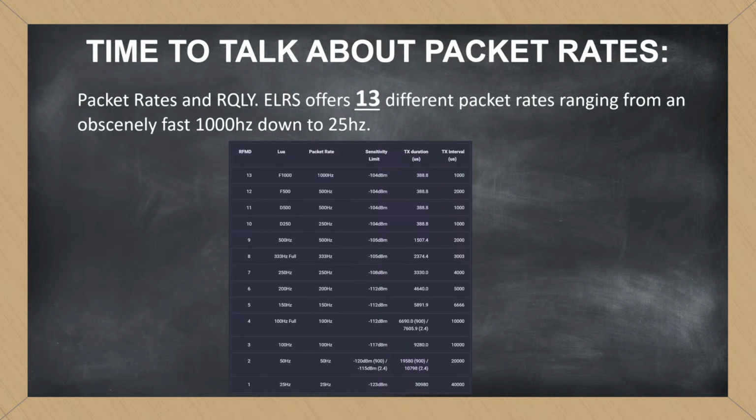It's time to talk about packet rates. On Express LRS, there are 13 different what they call RF modes. This graphic may be a little difficult to see, but up here at number 13, on Express LRS 3.0, we have F1000 at the high end, and then all the way down here at the bottom, we have 25 hertz. So 13 different steps or RF modes ranging from 1,000 down to 25.